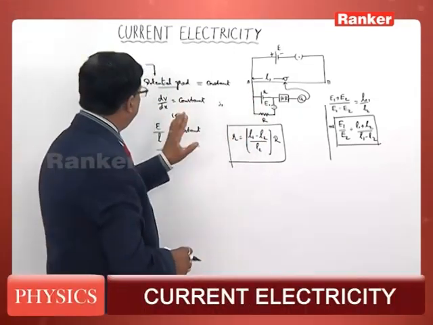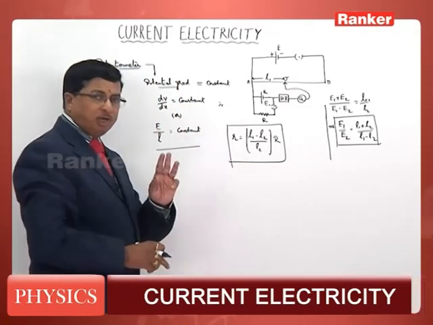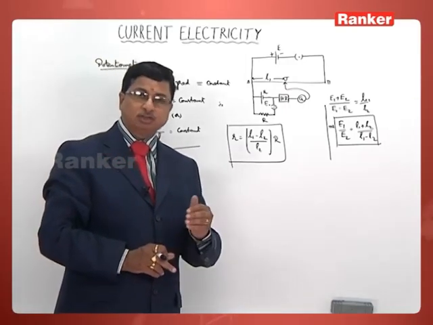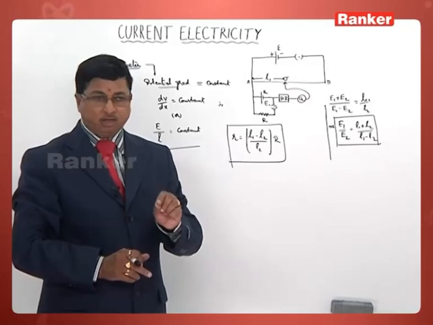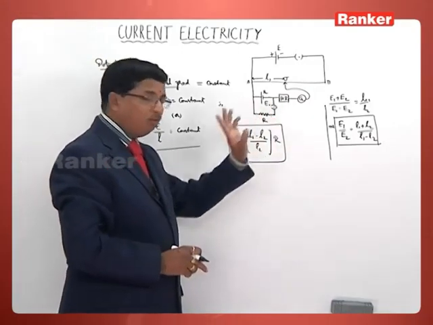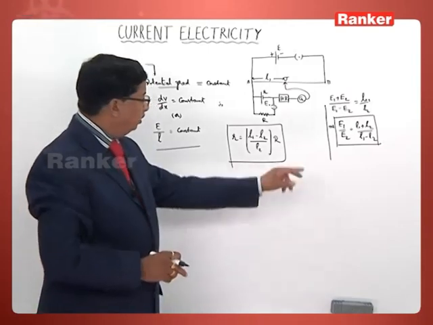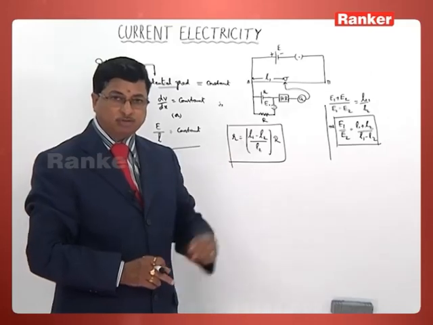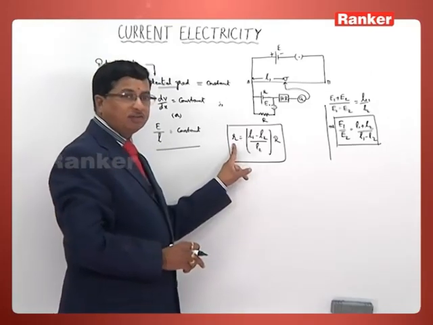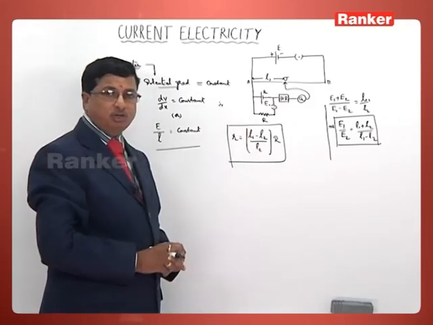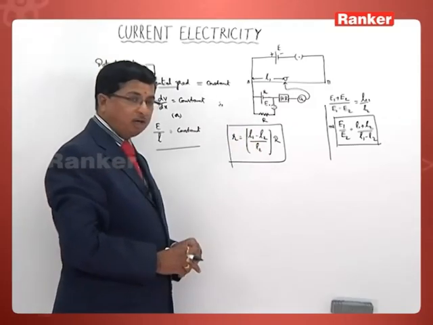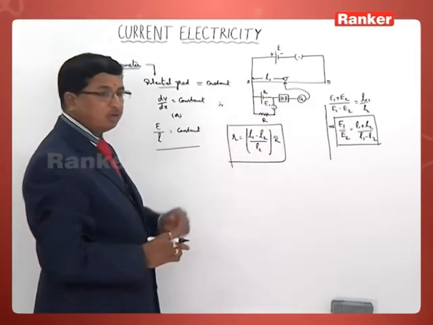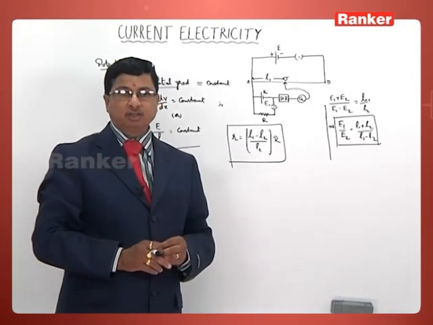So, for potentiometer, three major equations one has to remember for any entrance exam, including JEE. E1 by E2 is equal to L1 by L2 is one equation. E1 by E2 is equal to (L1 plus L2) by (L1 minus L2) is another equation. Likewise, for internal resistance of the cell, it is (L1 minus L2) by L2 into capital R. These are the three different equations one has to remember as far as the potentiometer and its application is concerned.